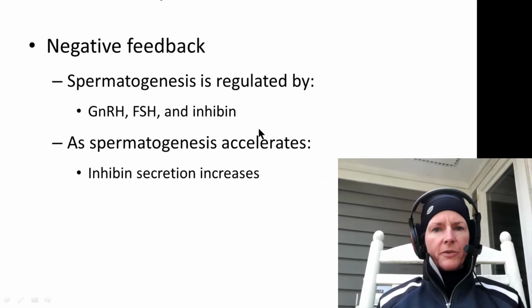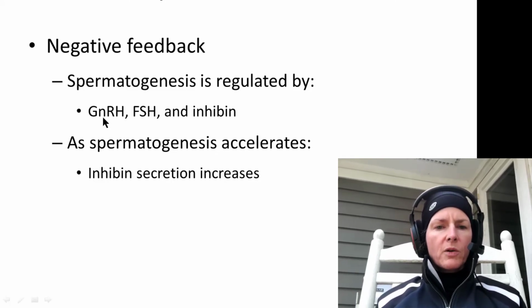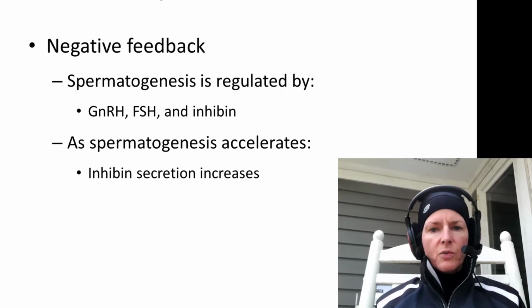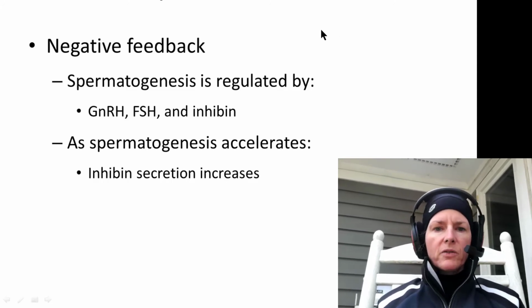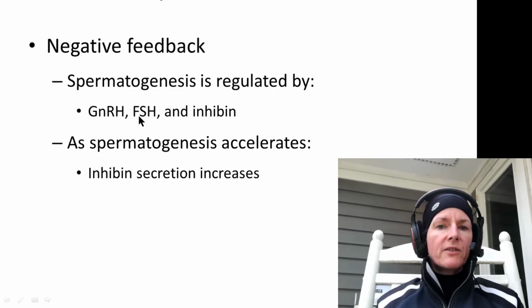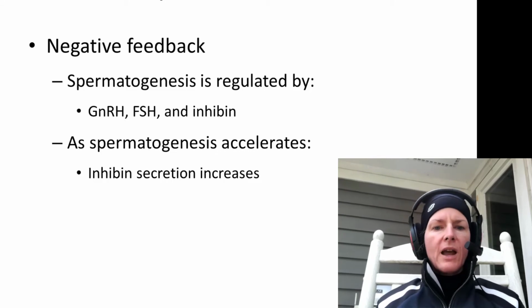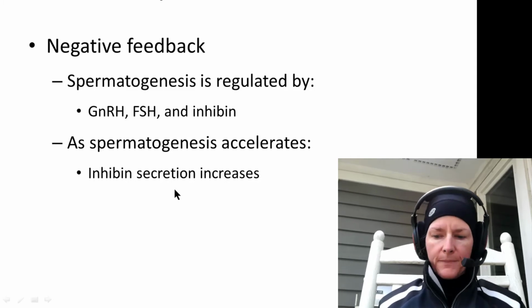So we're going to have a couple of feedback mechanisms, because as we promote spermatogenesis, which will be regulated by follicle-stimulating hormone and gonadotropin-releasing hormone, as we start producing enough gametes, then we're also going to start producing inhibin. And inhibin is a feedback hormone that is going to slow the production of FSH by the pituitary and slow the production of gonadotropin-releasing hormone by the hypothalamus. So as we have more and more spermatogenesis, then we're also going to secrete more inhibin.